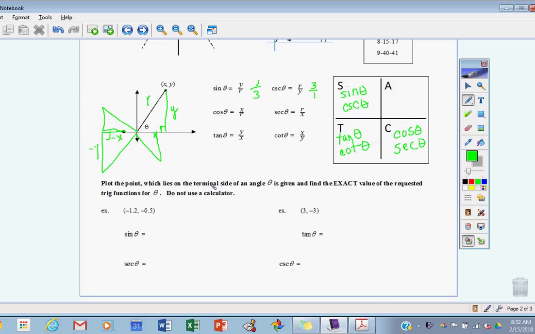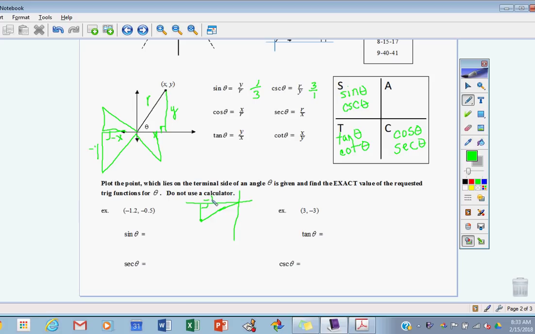Okay, so to put this into application: plot the point which lies on the terminal side of an angle theta. It's given, and find the exact value of the requested trig function, no calculator. So basically, I know I'm in the third quadrant here. How do I know that? Well, once again, the negative values. So I'm going to go left 1.2, I'm going to go down 0.5. So I'm here. I can draw a reference triangle here, and know what's going on.